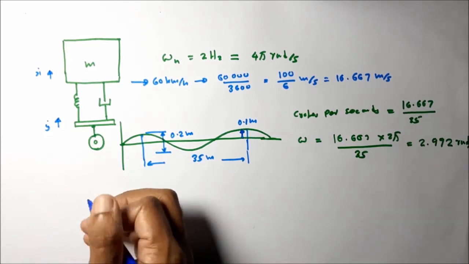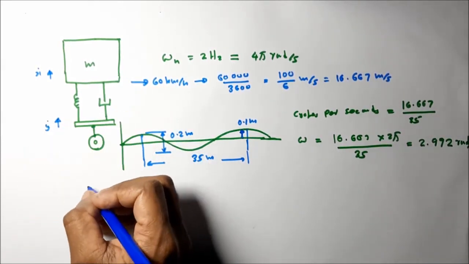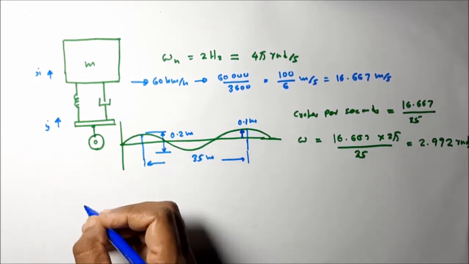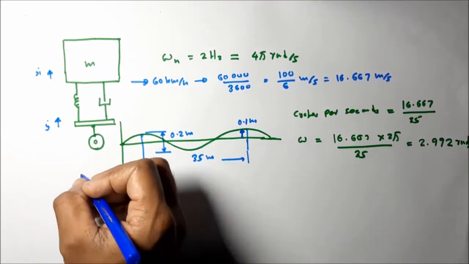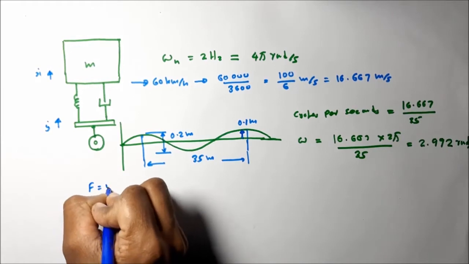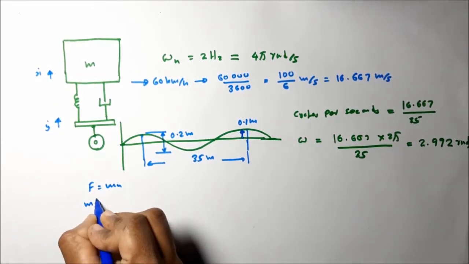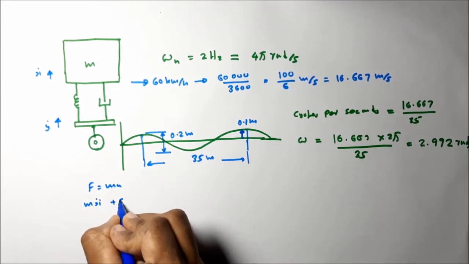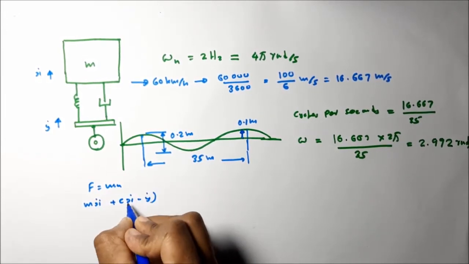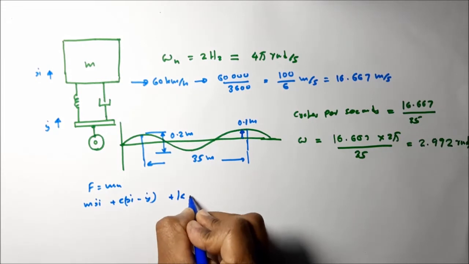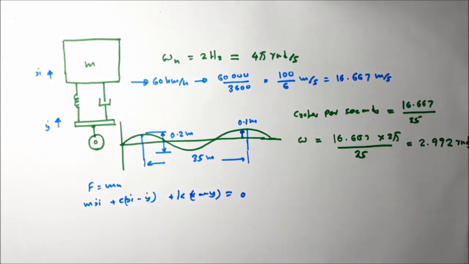During the lectures we obtained the governing equation for the motion of this mass m by applying F equals ma, considering the motion of the m mass. We got this equation, as you may remember: m x double dot plus c (x dot minus y dot) plus k (x minus y) is equal to 0.